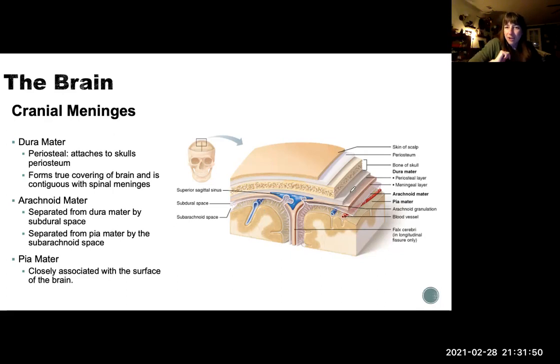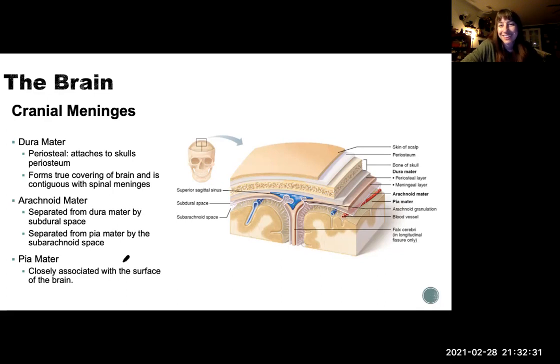Just deep to the dura mater is the arachnoid mater, and it got its name because the layers underneath it have an appearance like spider webs. Okay, so the arachnoid mater has this interesting spider web appearance here. The dura mater, you'll notice in this image, has 2 different layers. It has a periosteal layer and a meningeal layer. Don't worry about that detail. This is all the dura mater right here, both this part and this part. And deep to it is the arachnoid mater.